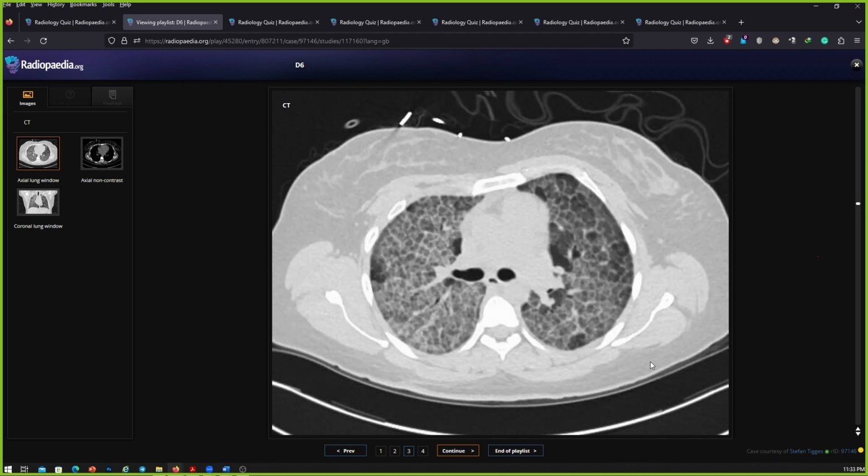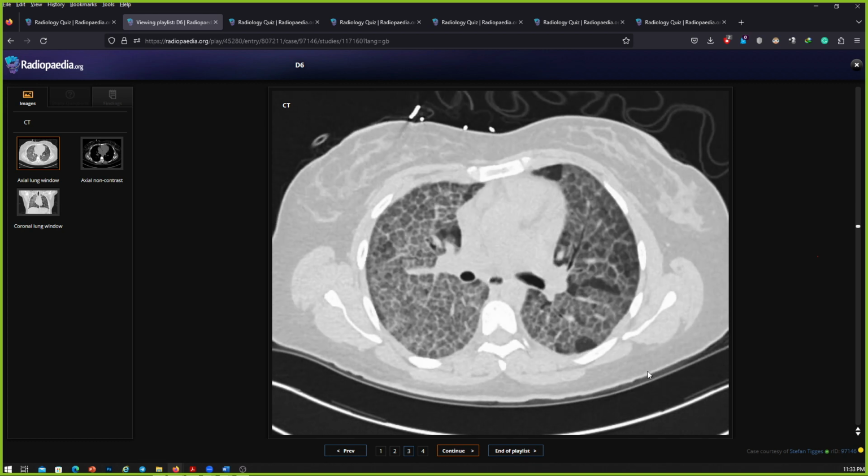I think the most likely will be bronchiolitis obliterans organizing pneumonia. Looking at this particular image, this slice, what is your final diagnosis? This is the crazy paving pattern, typical of crazy paving pattern. Okay, so what is your diagnosis?